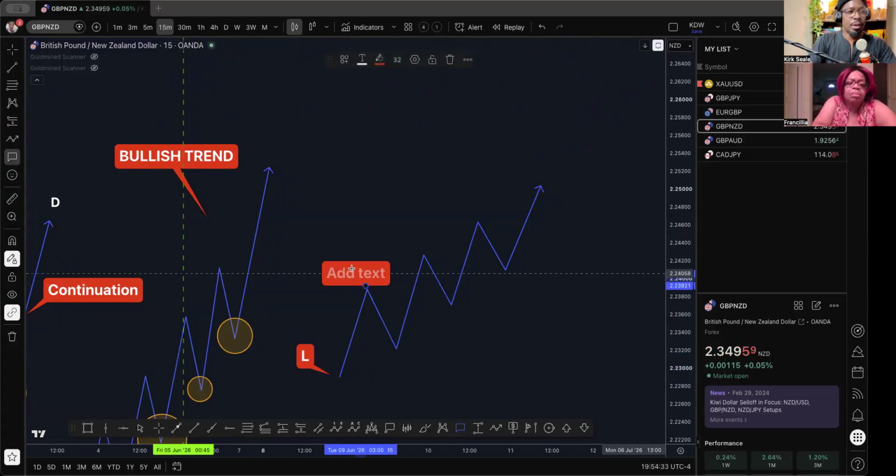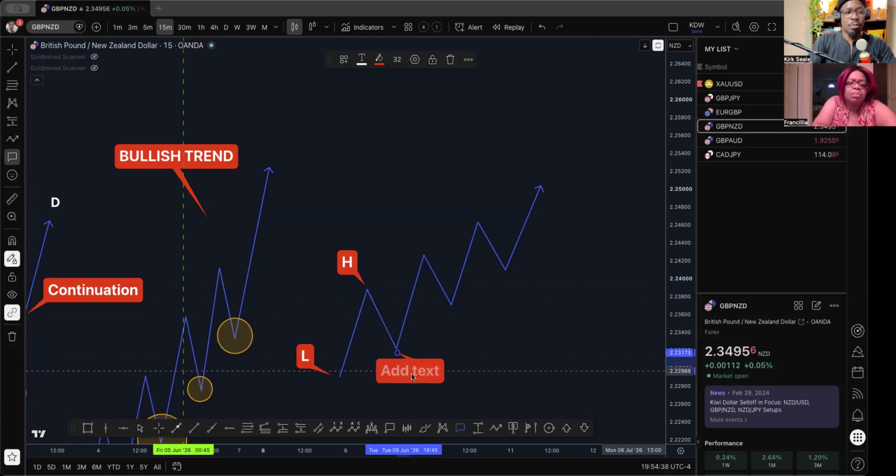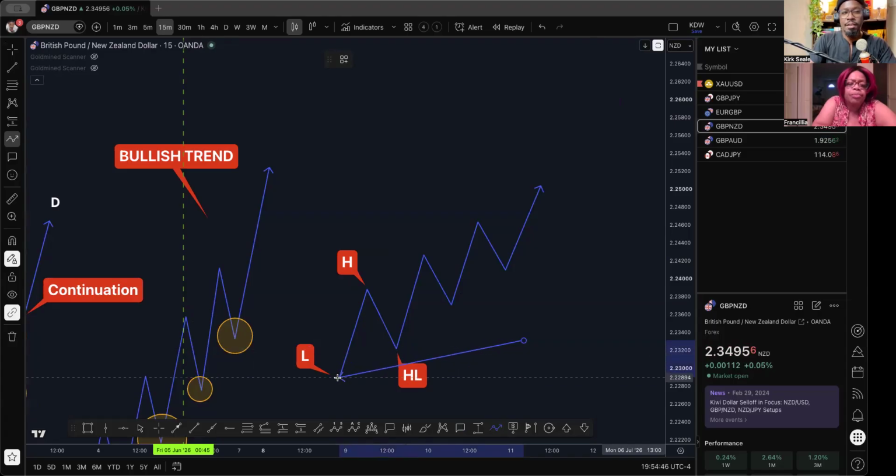After the low, we get a high. When price comes down, this one is called a higher low. This is a higher low because this low is higher than this low. All right, all clear? This is a higher low because it's higher than the previous low.